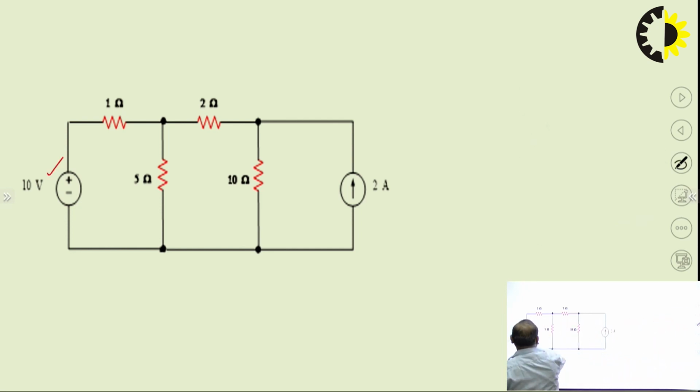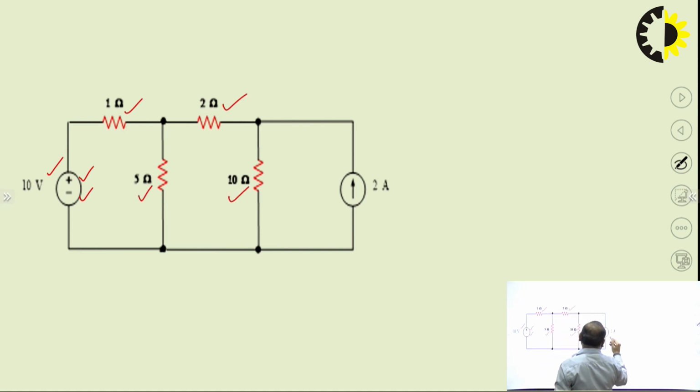This one with plus terminal is upside and minus terminal is downside. Then these different resistances: 1 ohm, 2 ohm, 5 ohm, 10 ohm, and this 2 ampere current source. These are the different elements which are connected in this circuit. So now, we are to apply nodal analysis or node voltage analysis to this circuit.